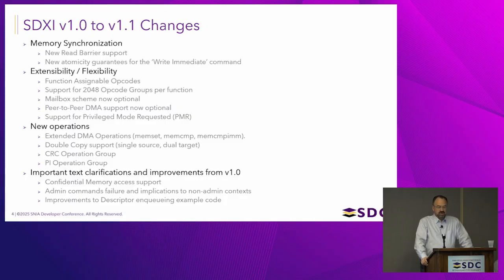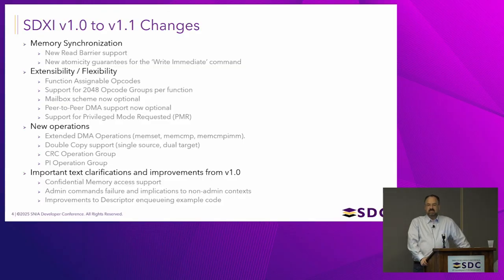As far as the features go, we've made some improvements and additions for memory synchronization purposes. We've added a new read barrier capability to better allow software to handle a read-after-write type hazard. Before this, there was a need to do a full execution fence, which is rather costly. This has been addressed with 1.1 with this new read barrier capability.